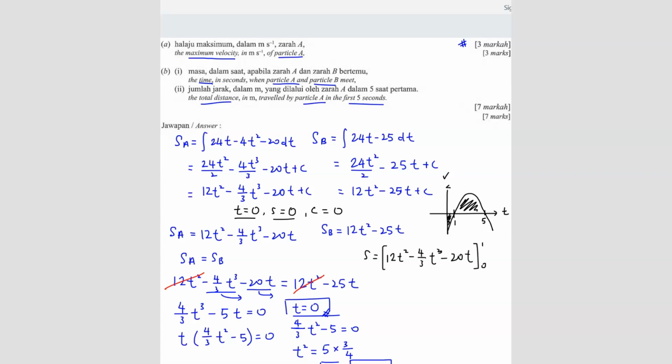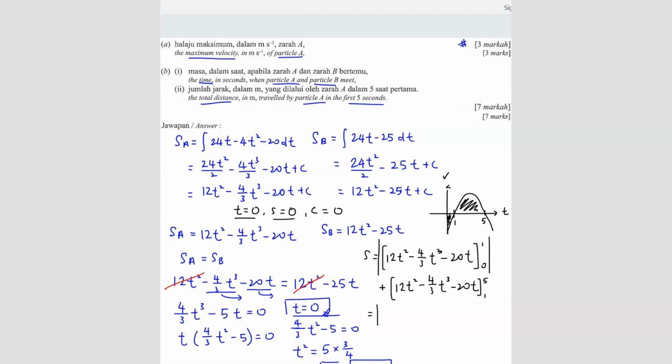Because this part here is negative, we have to modulus this. Because if you don't, you will get a negative value. If you get a negative value and you add this, you get the wrong answer. Okay, and then you have to plus the second part. So same thing, 12t square minus 4 over 3 t cube minus 20t. Now here is from 1 to 5. Now I don't have to modulus this because it's already positive, so you won't get the negative answer.